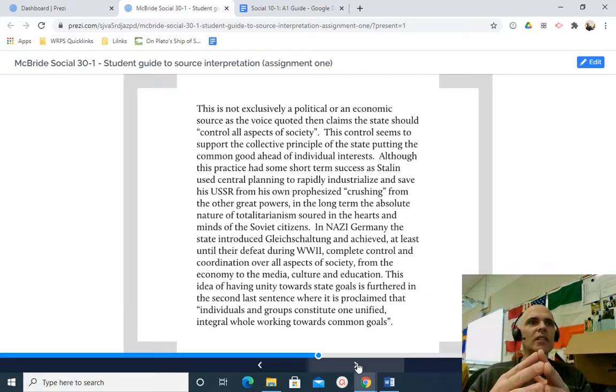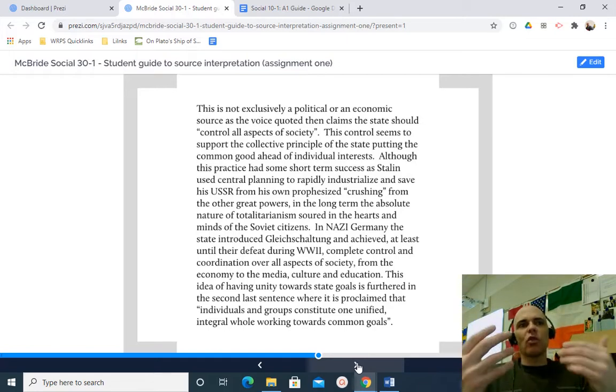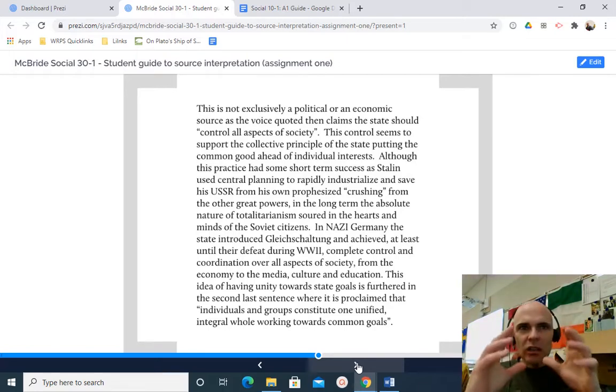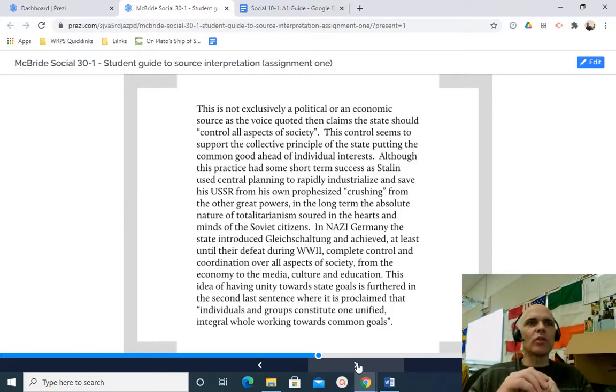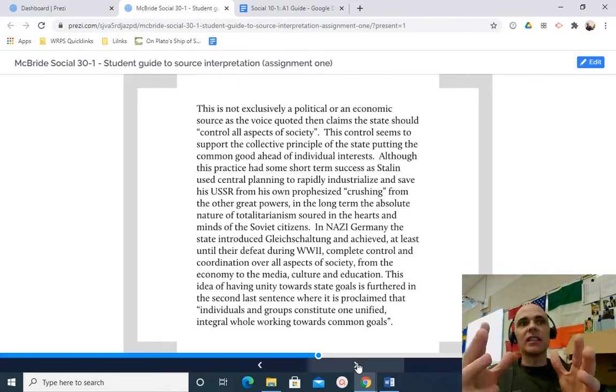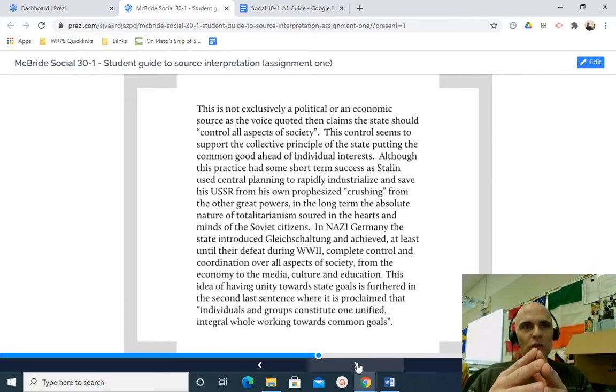Although this practice had some short-term success, as Stalin used central planning to rapidly industrialize and save the Soviet Union from his own prophesied crushing from the other great powers, in the long term, the absolute nature of totalitarianism soured in the hearts and minds of the Soviet citizens. In Nazi Germany, the state introduced Gleichschaltung and achieved, at least until their defeat during World War II, complete control and coordination over all aspects of society, from the economy to the media, culture, and education.